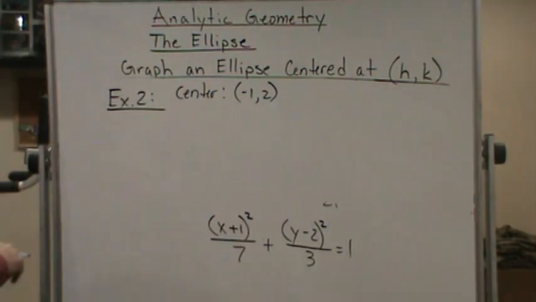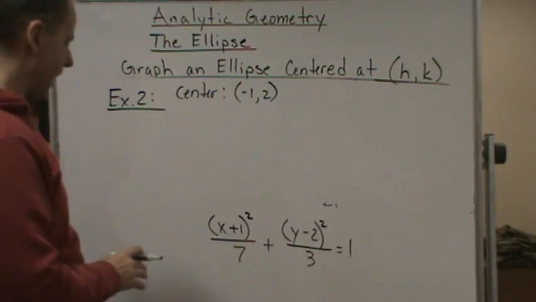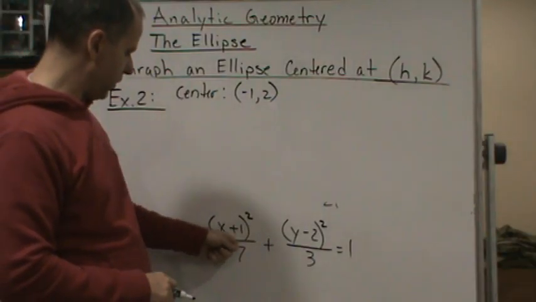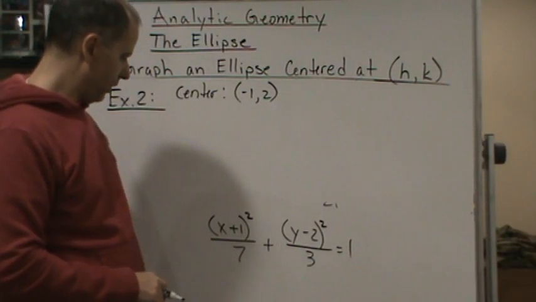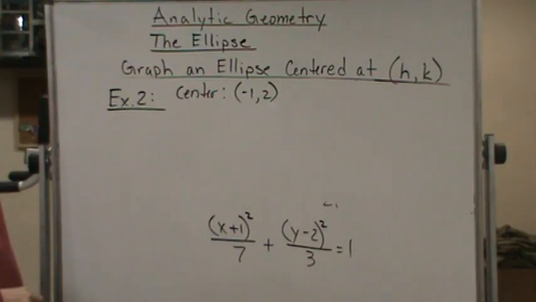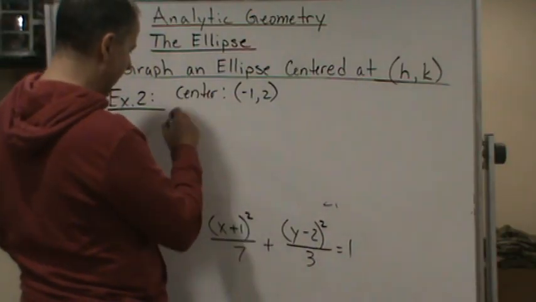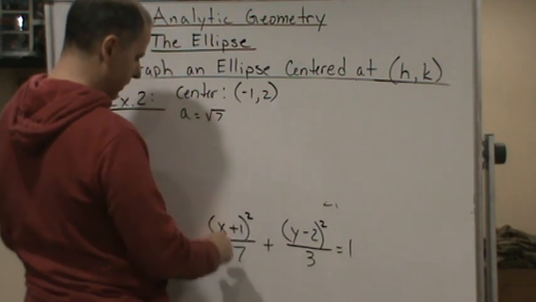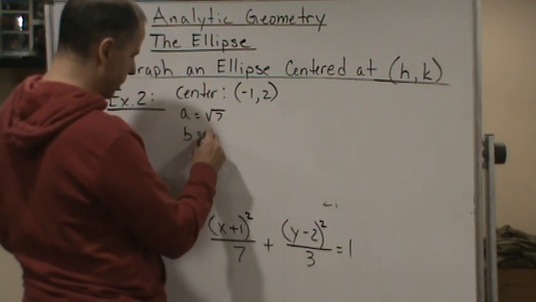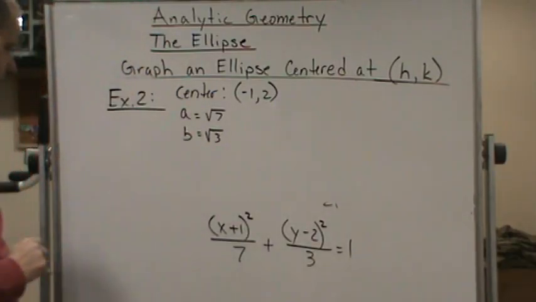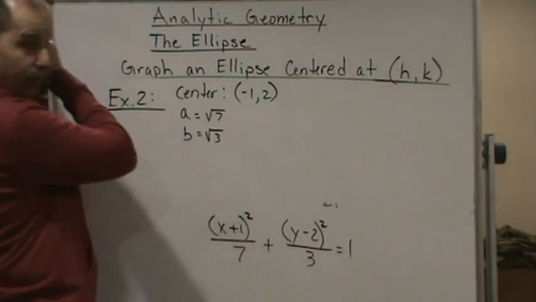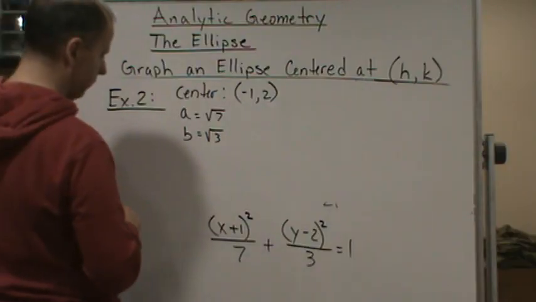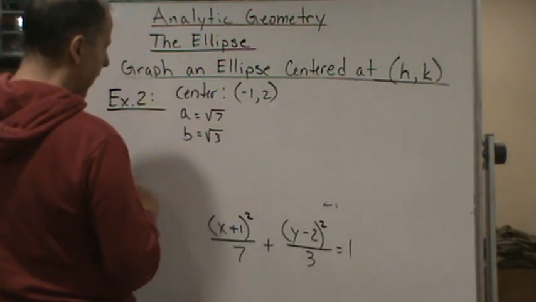Now, is the major axis horizontal or vertical? In this case, it's going to be horizontal because the larger number is below the x variable. Okay, so now what is a? Now in this case here, a is equal to the square root of 7 and b is equal to the square root of 3. Okay, so sometimes your a and b are not going to be nice whole numbers.